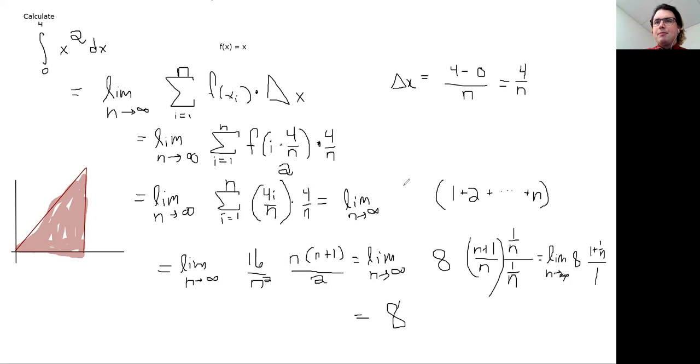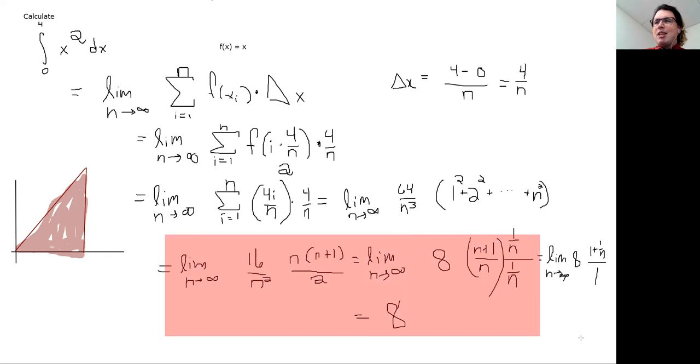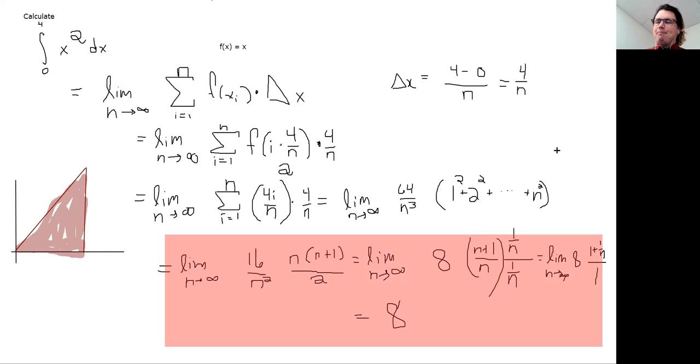I would have 64 divided by n cubed. And then I wouldn't be adding up the first n whole numbers. I'd be adding up the first n perfect squares. And then, the rest of the work, I'd have to redo basically everything else that comes after. I'd need a different formula for adding up all the squares.